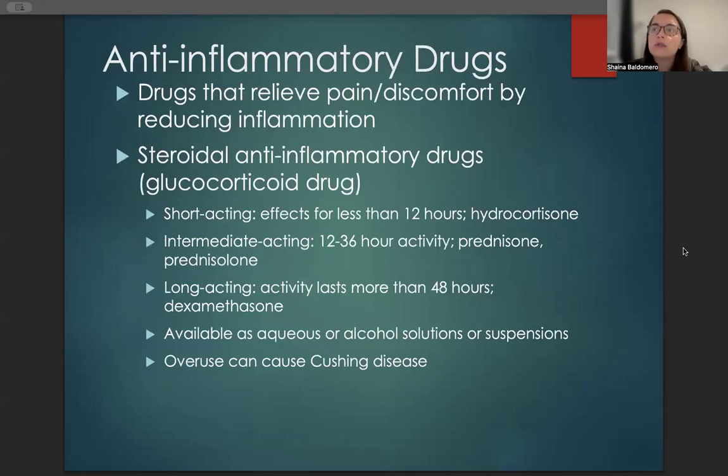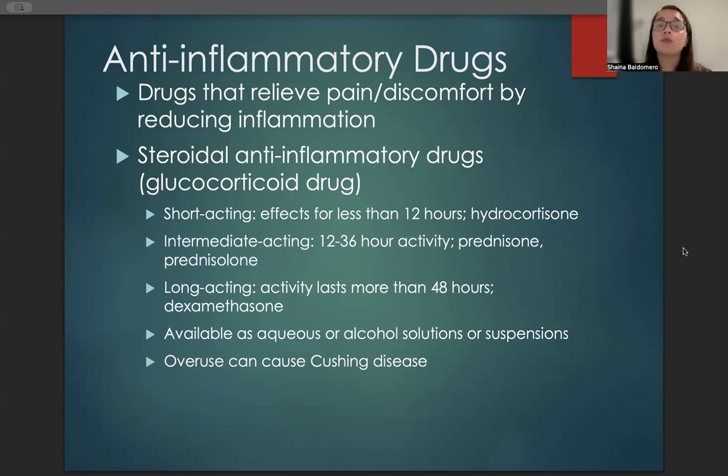Okay, now we're going to get into another subject of drugs. We're going to look at anti-inflammatory drugs, steroidal and non-steroidal. Anti-inflammatory drugs are drugs that relieve pain and discomfort by reducing inflammation. Inflammation is swelling in the body, and it's usually caused by infection. It can be caused by traumatic injury, illness, fever, many things that can cause inflammation. These medications will help relieve that and the pain associated with it.